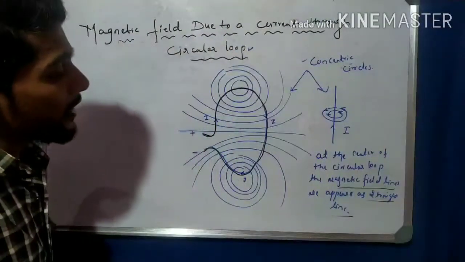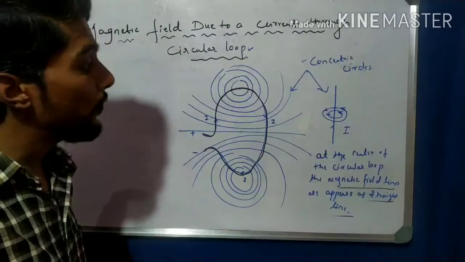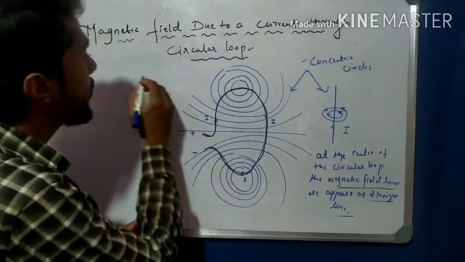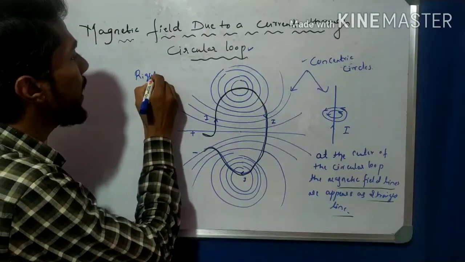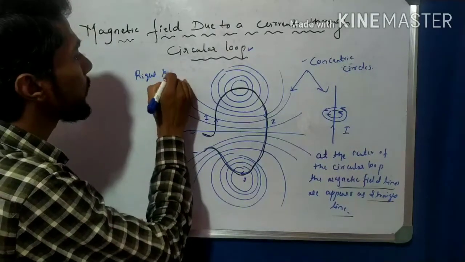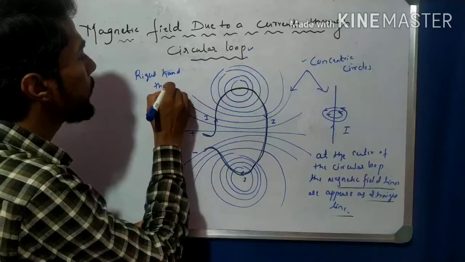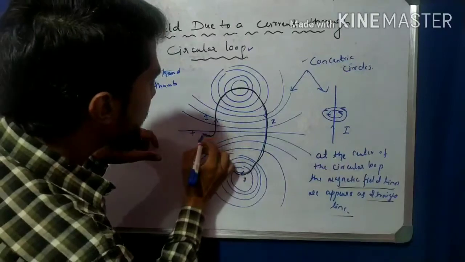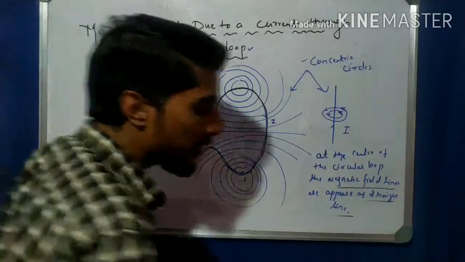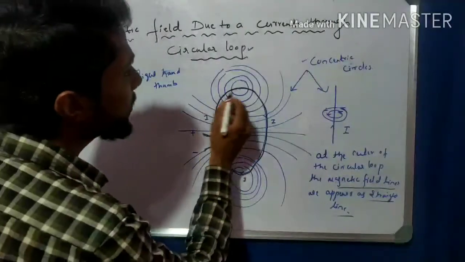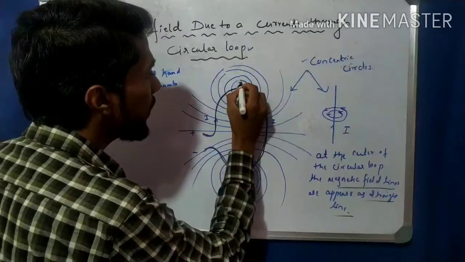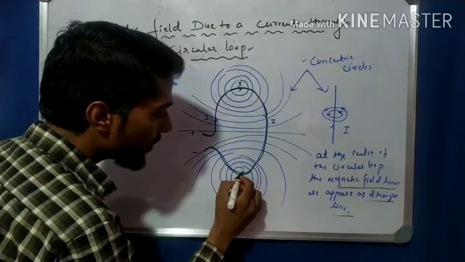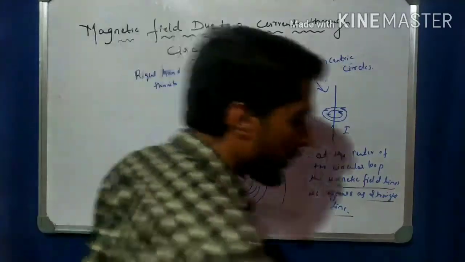Now let us try to find the direction of the magnetic field in this case. Here, which law do we use? The right hand thumb rule. So see here, the direction of current is in this direction, from positive to negative. Coming to this point, the direction of current is in this direction, and in this case the direction of current is in this direction. So now apply the right hand thumb rule.